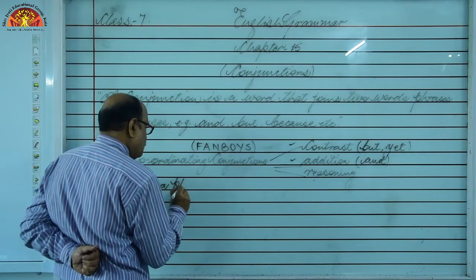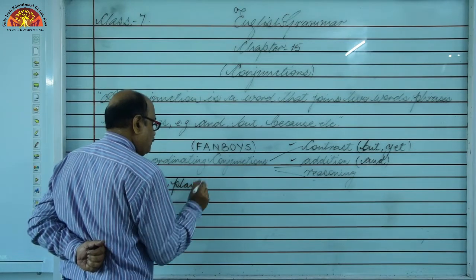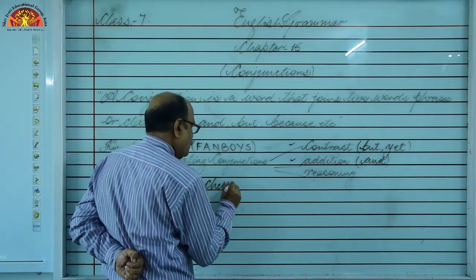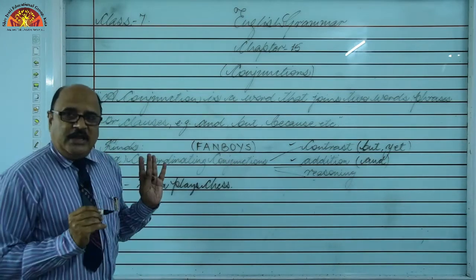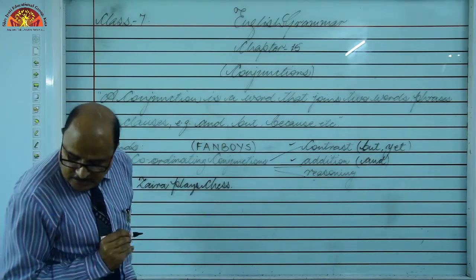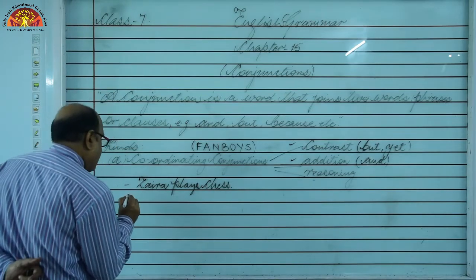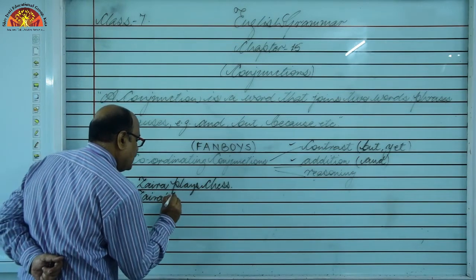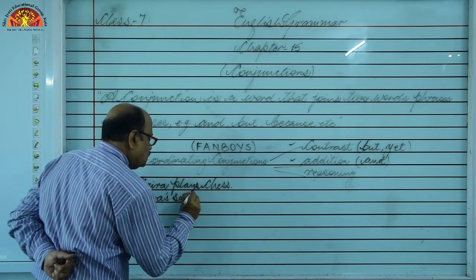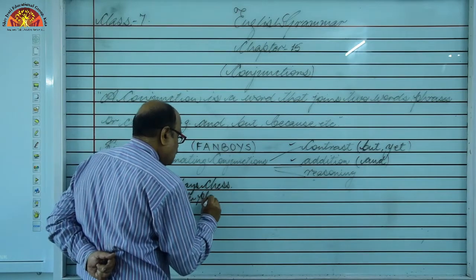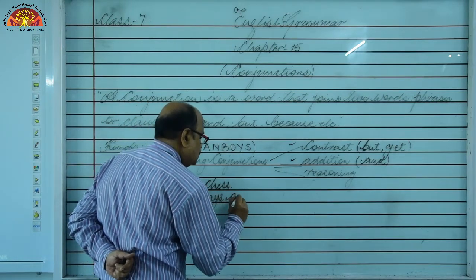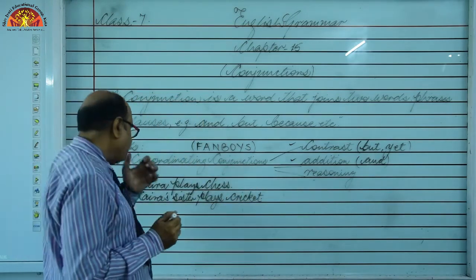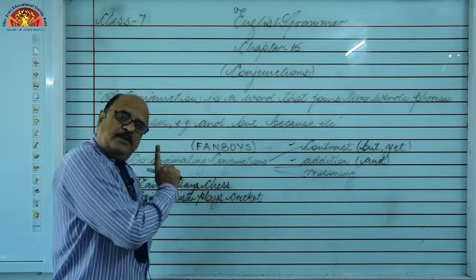Zaira plays chess. This is one independent sentence, okay, and her sister plays cricket. Zaira's sister plays cricket. Okay. Now, see, they both are independent.